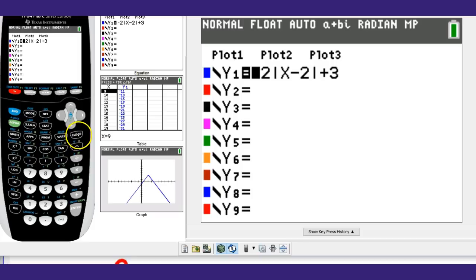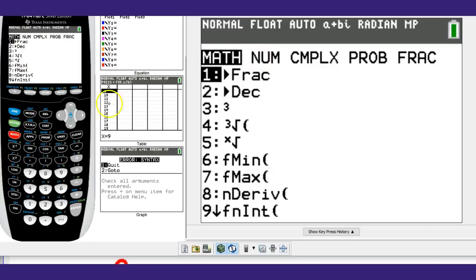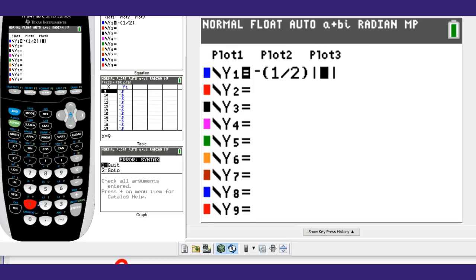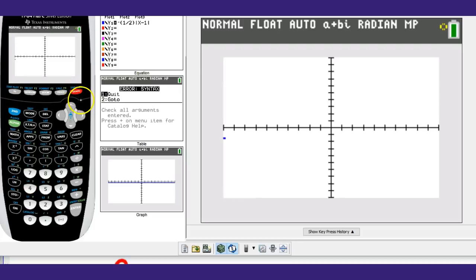In case you don't remember how to do it, remember how you put this in. You're going to go negative 1/2, then we have math. We want to move over to NUM, and there's our absolute value function right there. And we have x minus 1 because it went right 1. And then outside the parentheses, we have plus 4. Like that. So now I graph this thing.